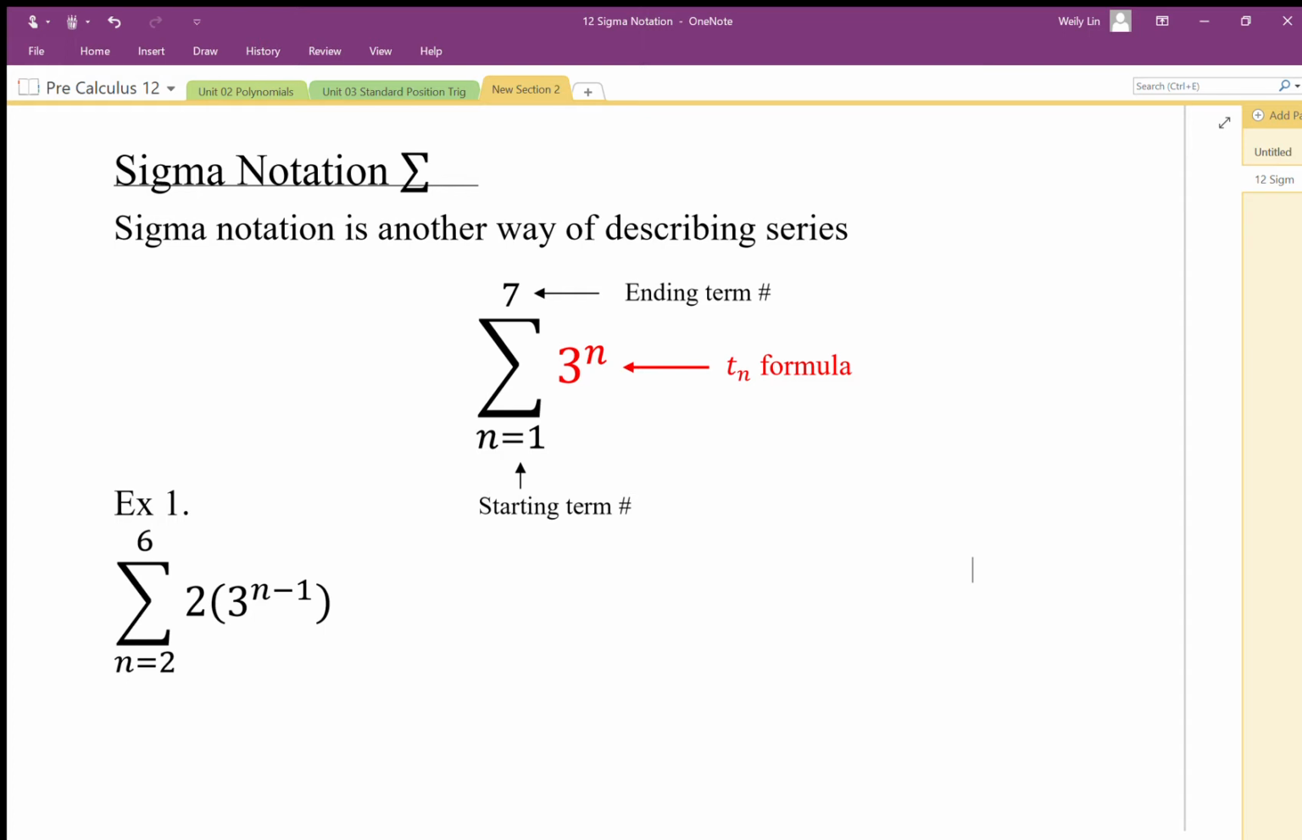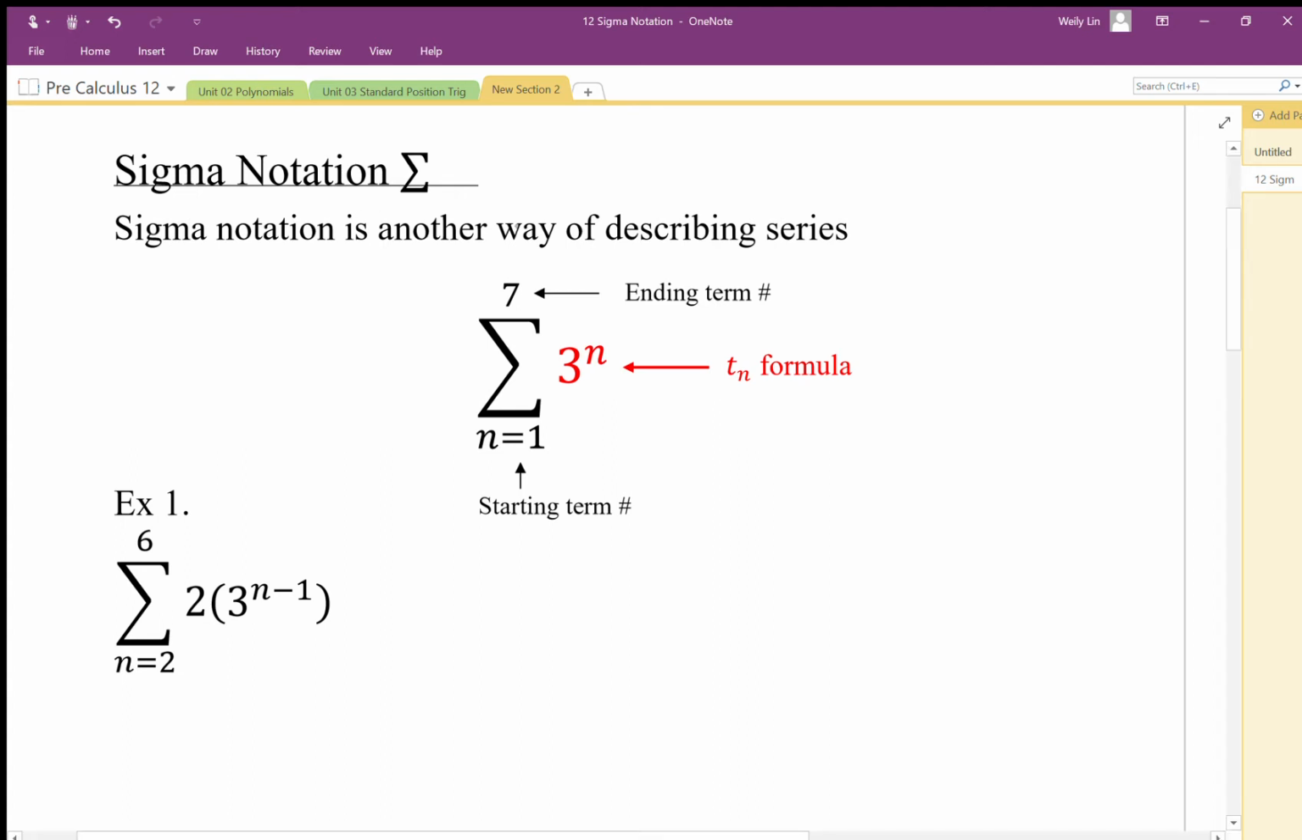So sigma notation is essentially just another way to show series. Sigma notation is this Greek letter here. It looks like an E, but this is called sigma, and it's actually a Greek letter S, and it stands for sum. So anytime you see this sigma notation, we're going to be looking to add up a whole bunch of terms. So how does this sigma notation work?